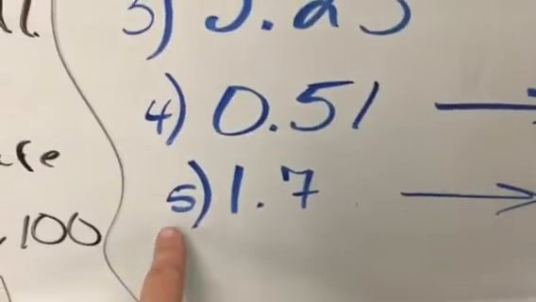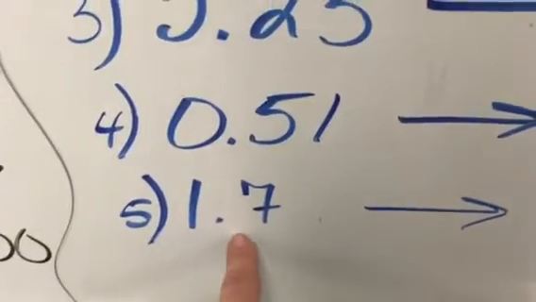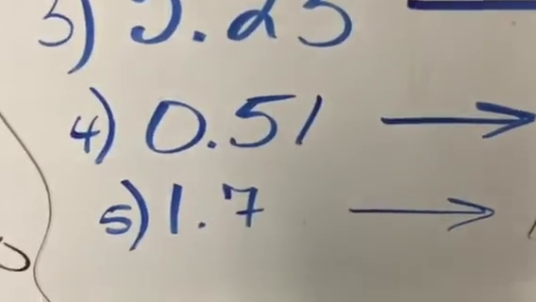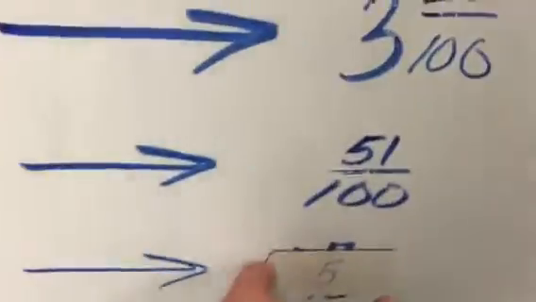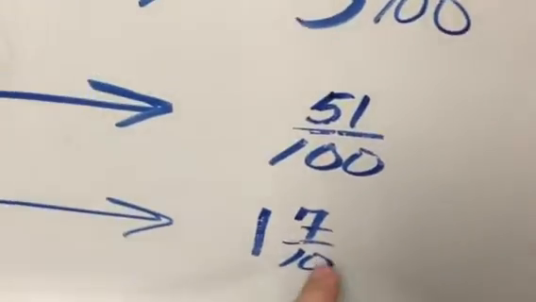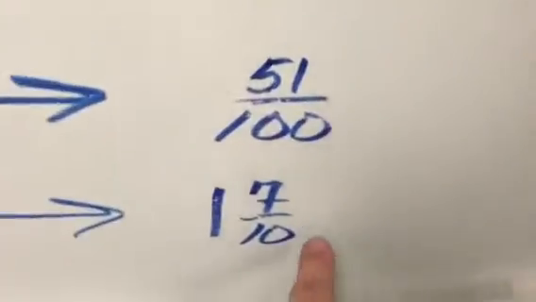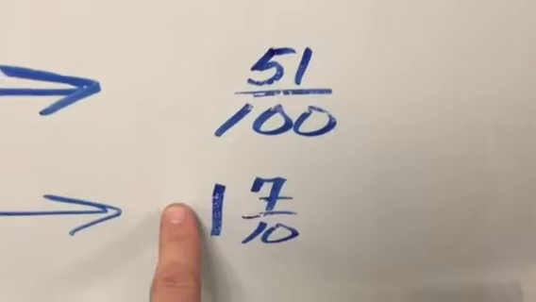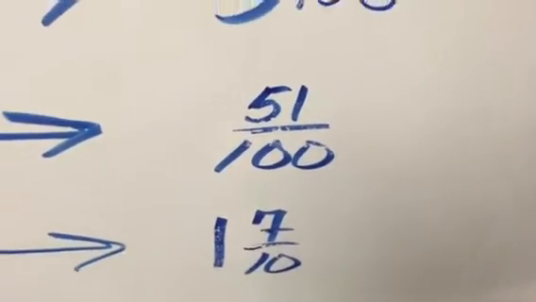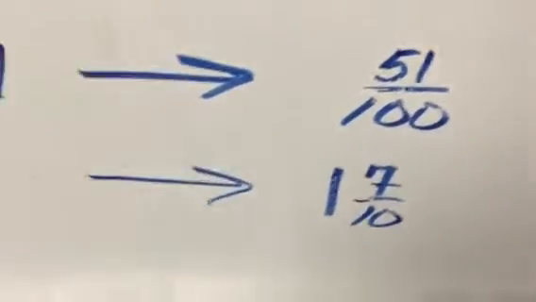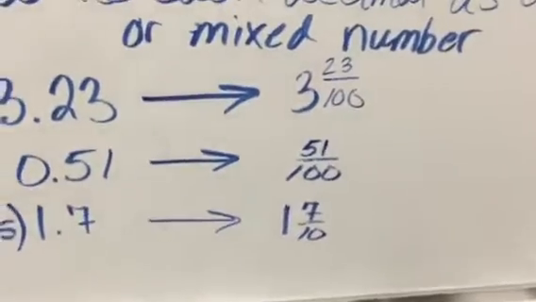And now I go to question number 5. I have 1.7 or 1 7/10. Since there's a 7 here, I have the 7 on the top of my fraction bar, and it's in the tenths position, so it's 7 over 10. So I read that as 1 7/10.